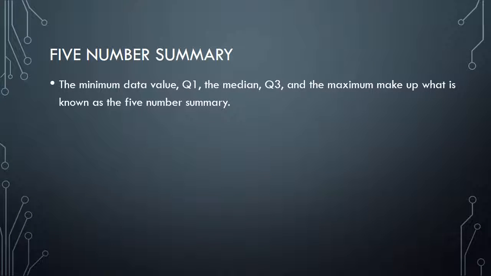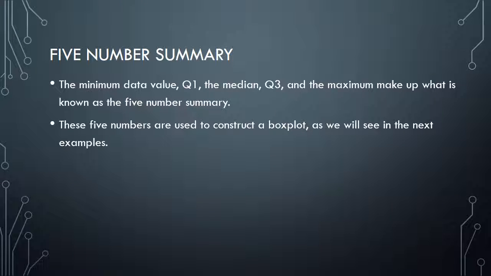Now, the minimum data value, along with Q1, the median, Q3, and the maximum, make up what is known as the 5-number summary. So you have the start, the end, and these 3 points in between that kind of divide it up into quarters. These 5 numbers are used to construct a box plot, which we're going to be looking at in the next few examples.